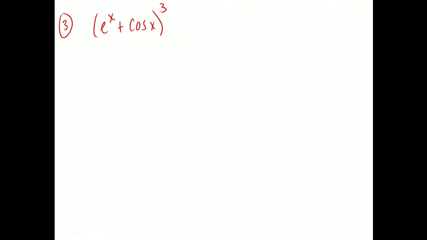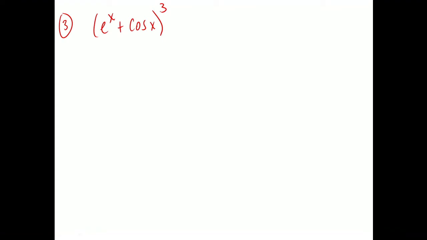This kind of does still look like one function plugged into another, right? I've sort of got e to the x. Now I've got e to the x plus cosine, so that's actually two functions added together. I'm slightly concerned that that's not just cosine of x or just e to the x. But ultimately, that is then going to be cubed, right? This whole thing is made up of saying, I'm going to do the stuff in the parentheses first, and then I'm going to cube it at the end.